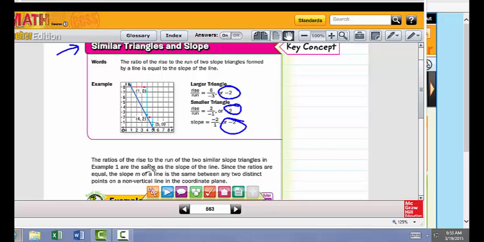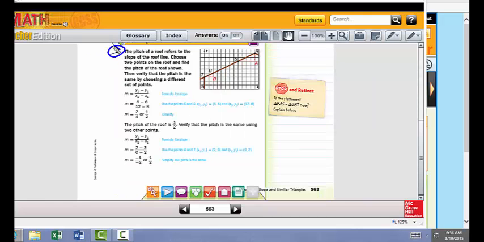The ratios of the rise to the run of two similar slope triangles in example 1 are the same as the slope of the line. Since the ratios are equal, the slope m of a line is the same between any two distinct points on a non-vertical line in the coordinate plane. So that's what they're trying to do, to firm up this idea of any place on a line, as long as it's non-vertical, of course, like it says here. Any place on a line, the slope will be the same. And that's what they're trying to reinforce here. Let's take a look at problem number 2.